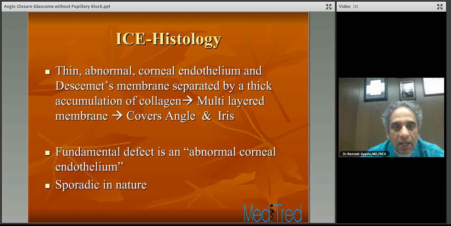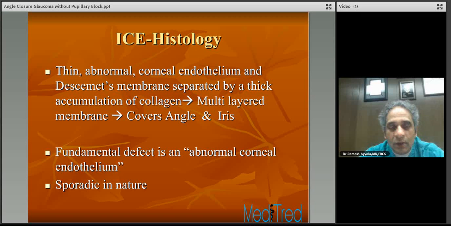So what's the histology of this abnormal corneal endothelium? These are thin abnormal corneal endothelium and Descemet's membrane separated by a thick accumulation of collagen, which results in a multi-layered membrane that grows over the angle and the iris, creating the angle closure. The fundamental defect, remember, is an abnormal corneal endothelium. It's sporadic in nature.